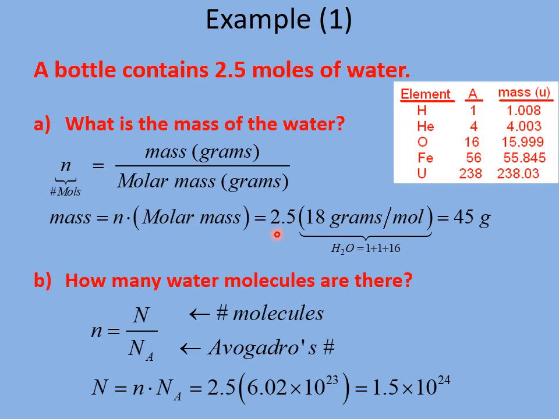So when we multiply 2.5 moles times 18 grams per mole, we get 45 grams. So that's how much water we have.